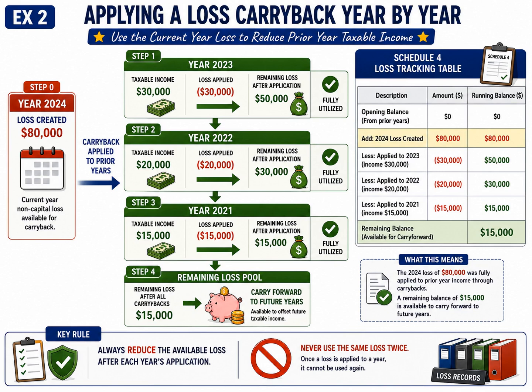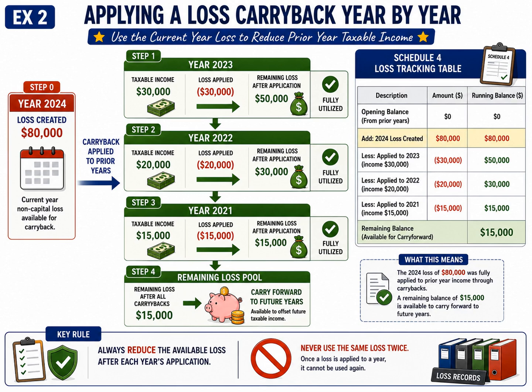Next, the remaining loss is applied to the 2022 taxation year. That year had taxable income of $20,000. Another $20,000 of the loss is used to eliminate that taxable income. Once again, the CRA recalculates the taxes for that year and refunds the excess tax that had previously been paid. At this point, $30,000 of the original loss is still available.